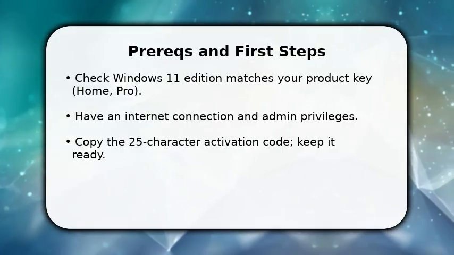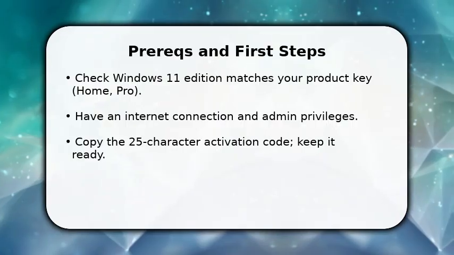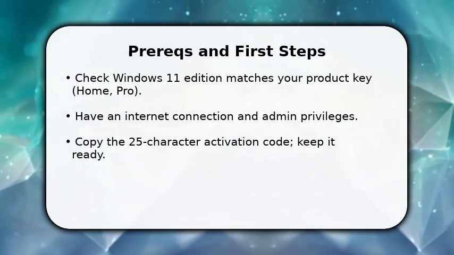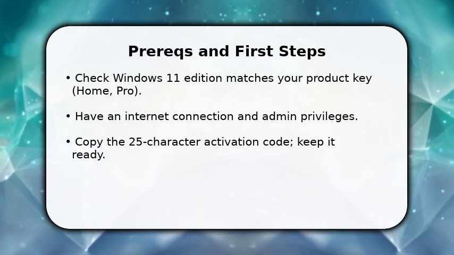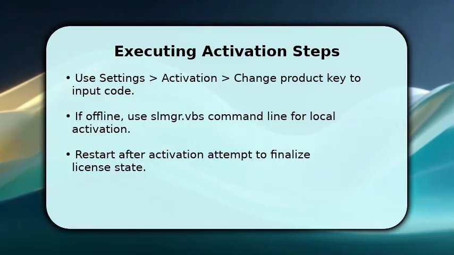Enter the code exactly with hyphens if included. Press Next to begin online validation. If the key is valid, Windows will queue activation automatically and show progress. You'll now run the actual activation flow and handle the trickier parts.